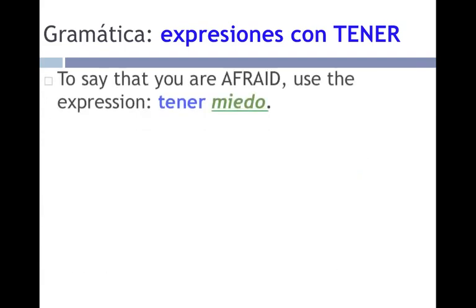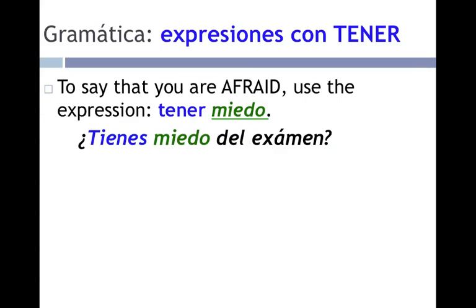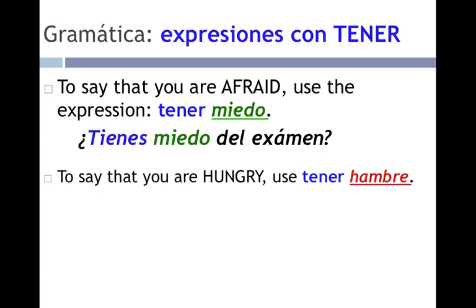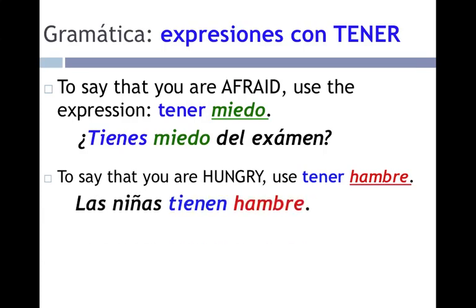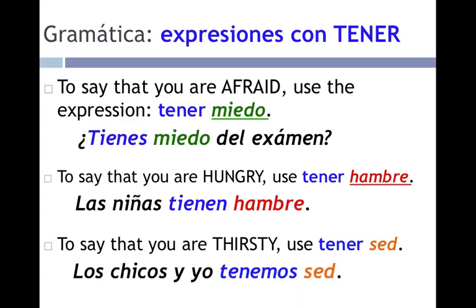To say that you are afraid, use the expression tener miedo. Repitan, ¿tienes miedo del examen? To say that you are hungry, use tener hambre. Repitan, las niñas tienen hambre. To say that you are thirsty, use tener sed. Repitan, los chicos y yo tenemos sed.